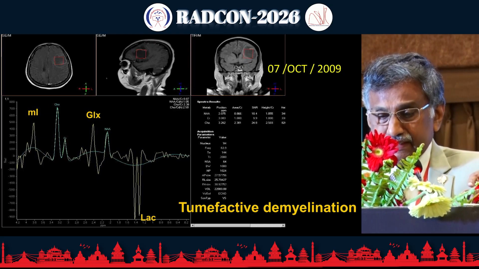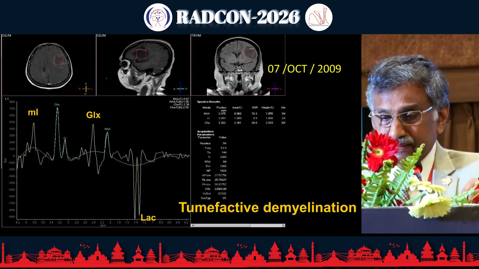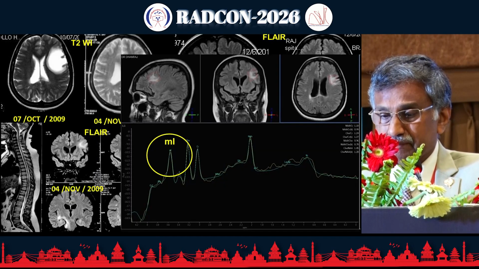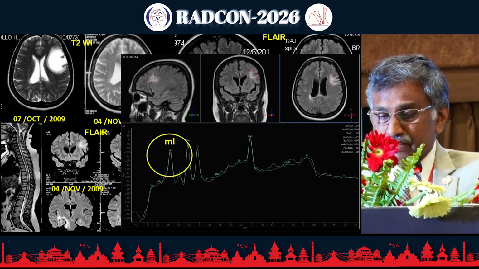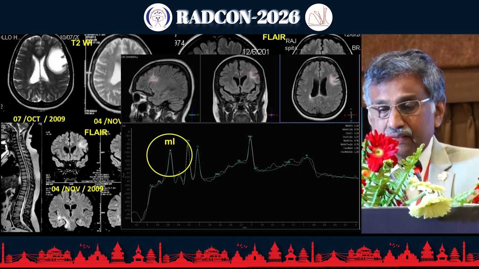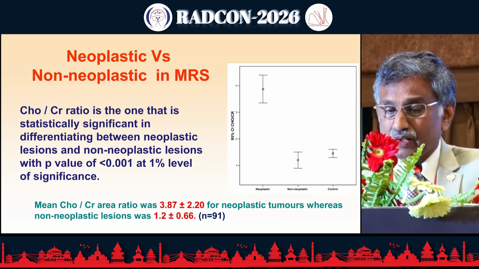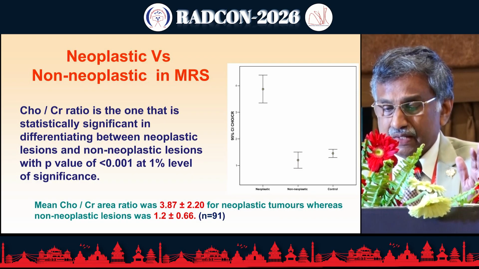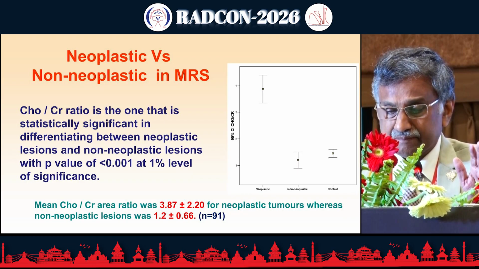On follow-up, the lesion regressed after 6 to 9 months, and the myoinositol peak is increasing. How do we differentiate neoplastic and non-neoplastic lesions? We have done around 91 cases, and it is statistically significant.